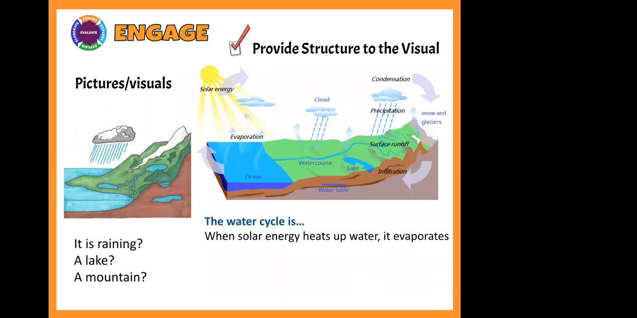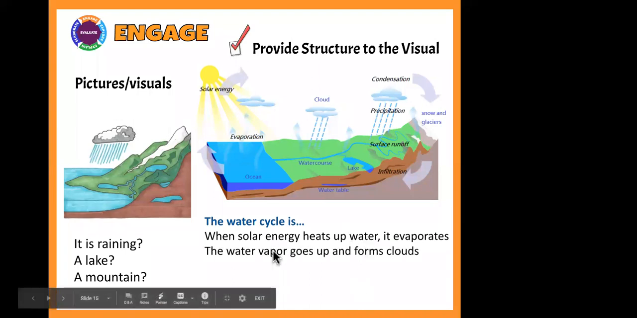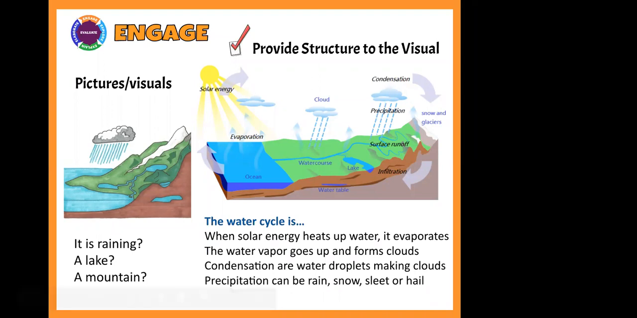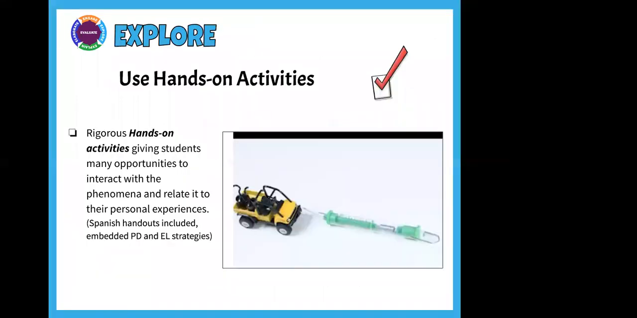Some students might be thinking, you know what, when solar energy heats up, the water evaporates. Some other children might be thinking water vapor goes up, forms the clouds. I can see condensation, precipitation. So even just by giving some structure to your visual, you have increased the vocabulary of your students. Make sure that you include all of the words, include all the arrows, make sure that they truly have an idea of what's going on.